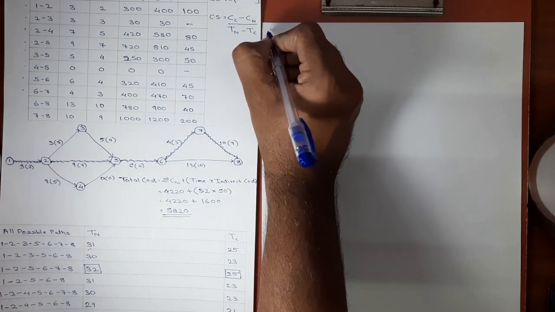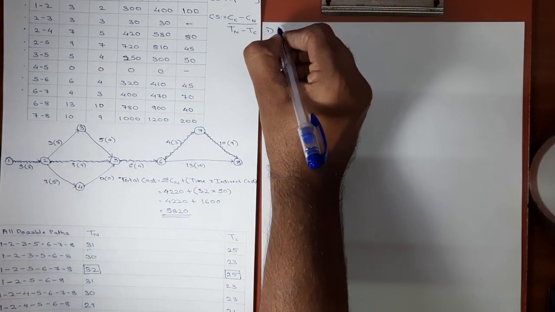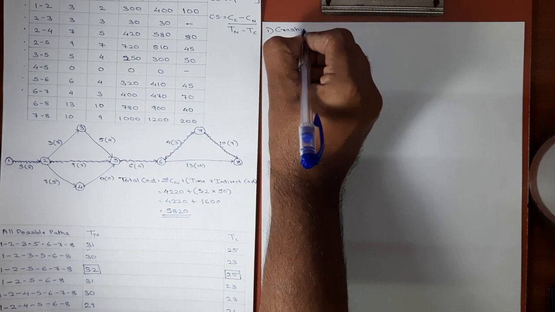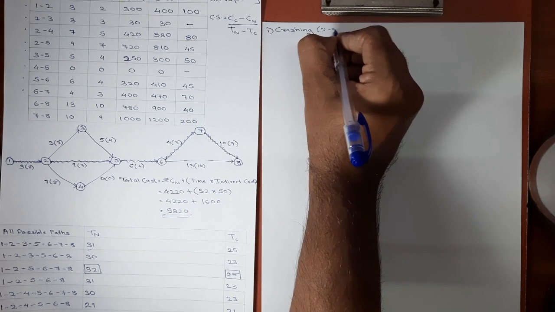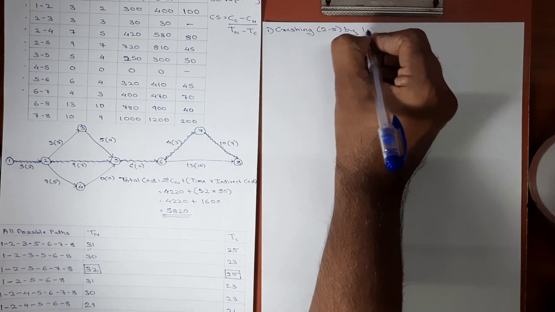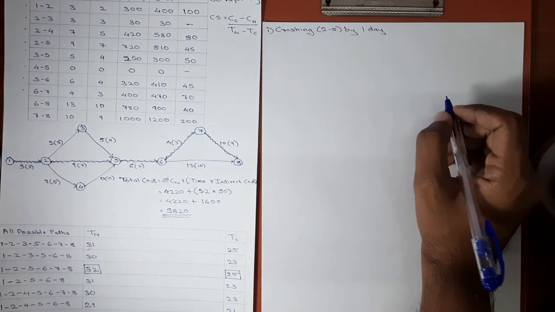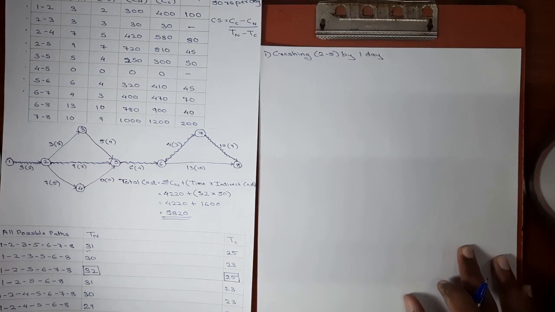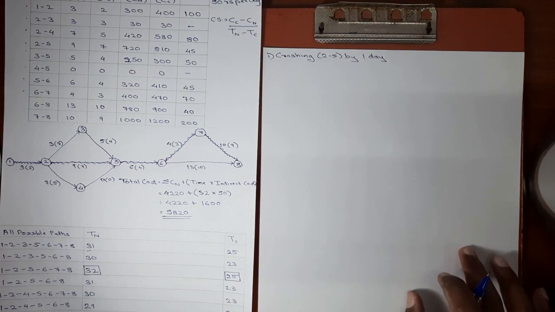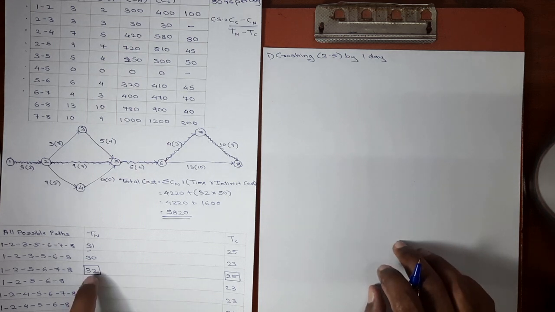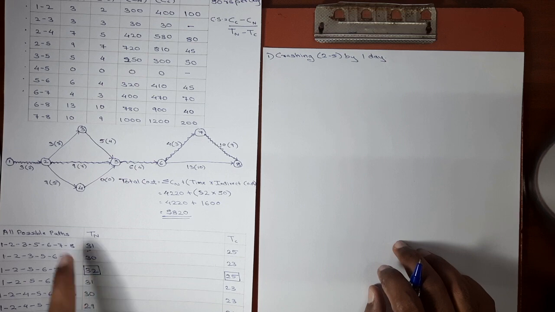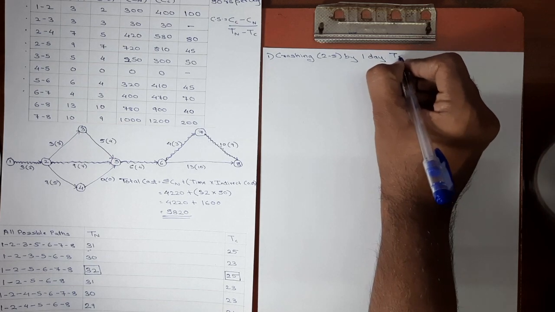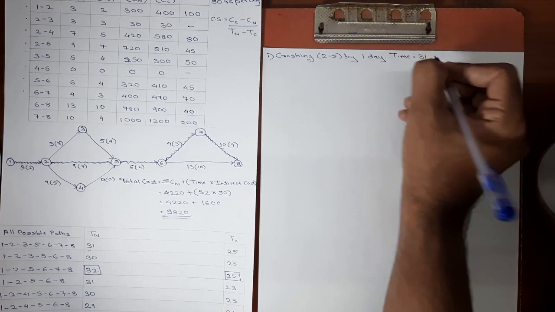So first step of crashing activity 2, 5 by 1 day. Okay. After crashing activity 2, 5 by 1 day, the project duration will be 31 days. First it was 32 days. We got it from this table. After crashing an activity on that path by 1 day, the duration will be reduced to 31. So here I'll write time is equal to 31.